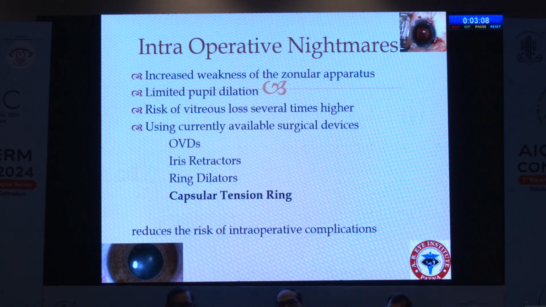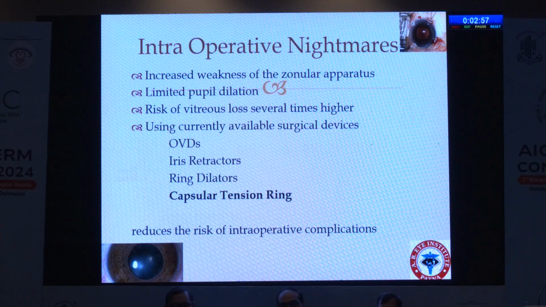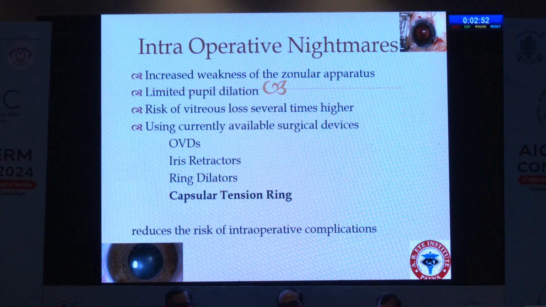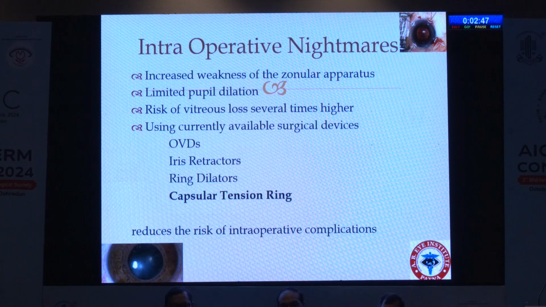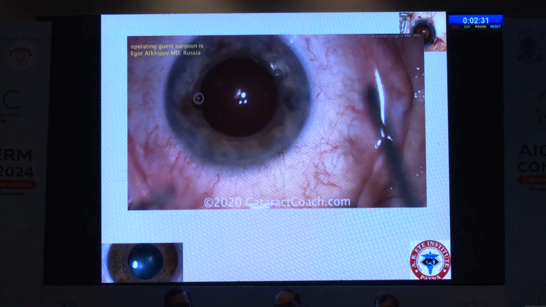So once you are operating on these patients in the operating room, these things should be available right at that point of time: high molecular weight viscoelastic device, iris retractors, ring dilators, and the capsule tension ring. Once you feel that the bag is constricting or contracting, if you look for a CTR and the CTR is not available in your OR, things can become quite disastrous. All these things, if you use them, reduce the risk of intraoperative complications. As I said, there may be vitreous loss, nuclear luxation, bag decentration, and dislocation of the IOL with time.